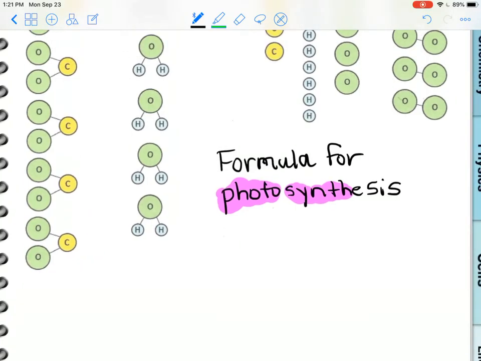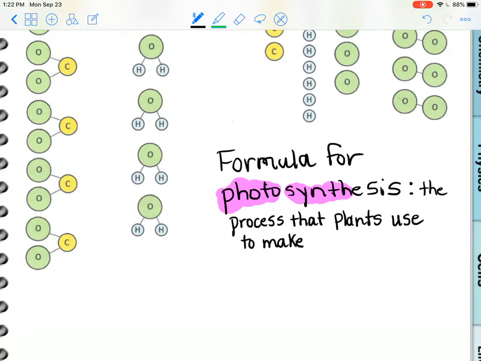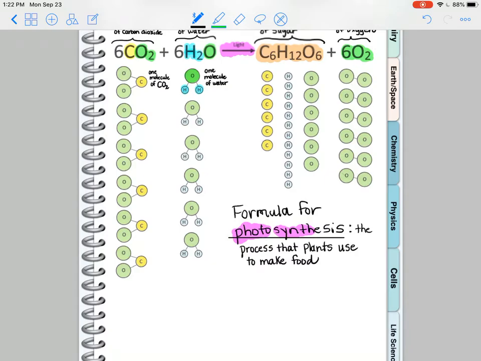Okay, so photosynthesis is the process that plants use to make food. Plants can't get up and move around, so they have to make their own food. And when we get into the life science, we'll know more about that. But for now, this is the chemical equation for the process of photosynthesis. Photosynthesis is one word. It kind of looks like two words there, but it is one word.